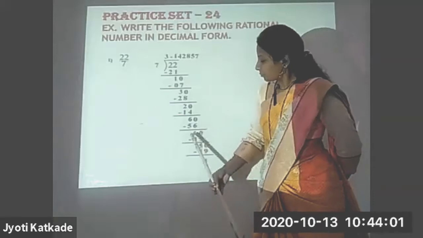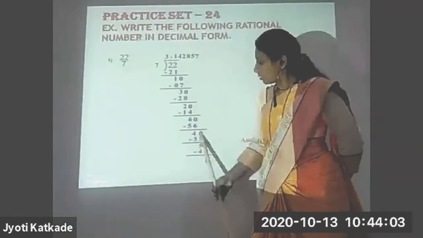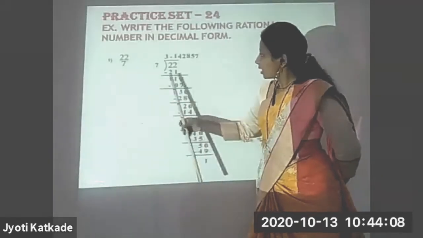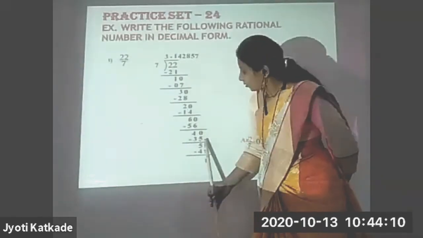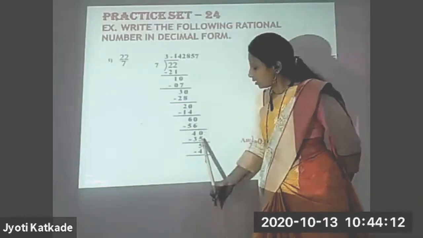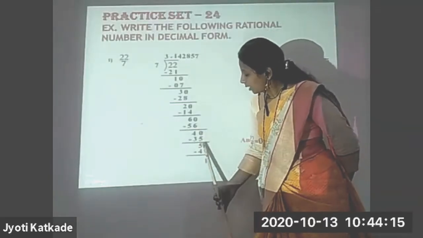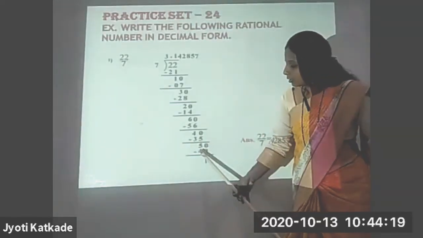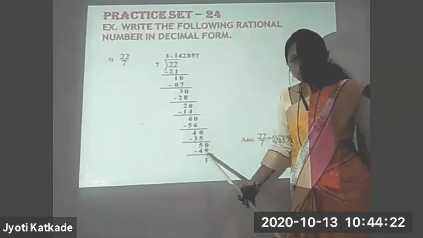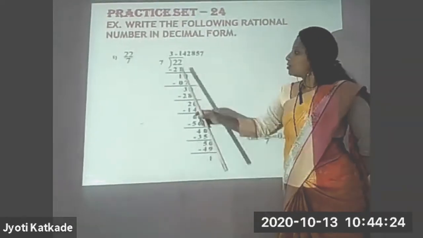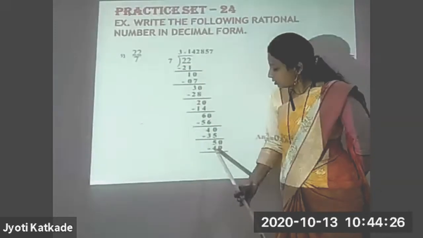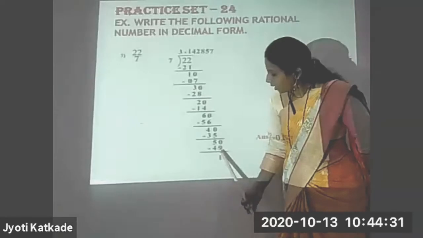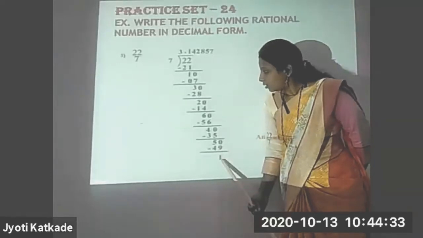Now there is again 0. The value is 40. Then 7 fives are 35. Subtract 35 from the 40, we get 5. And put 0. There is 50. Now 7 sevens are 49. Subtract 49 from the 50, we get 1.